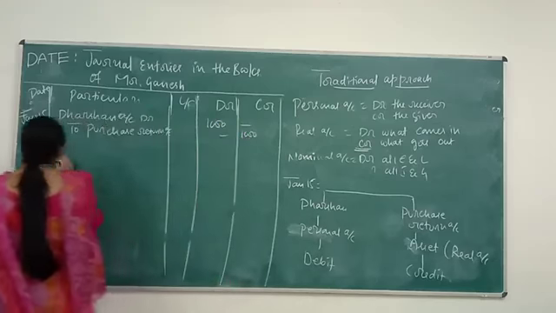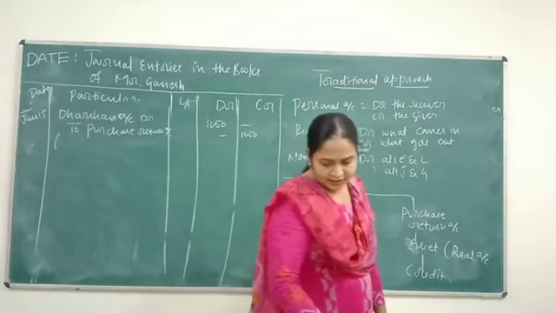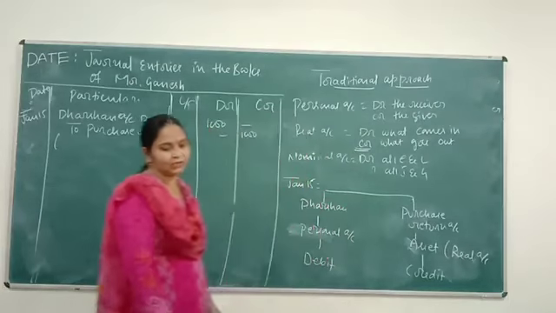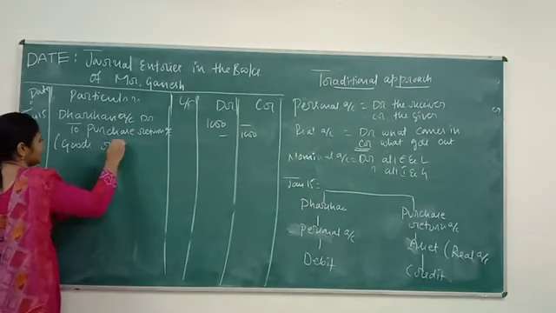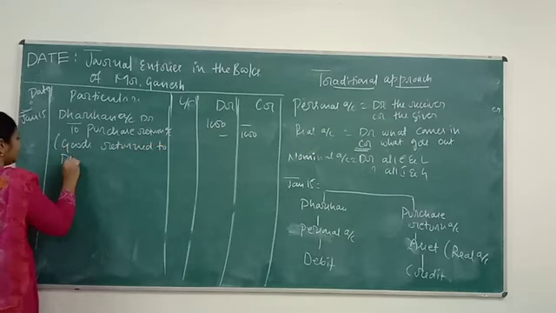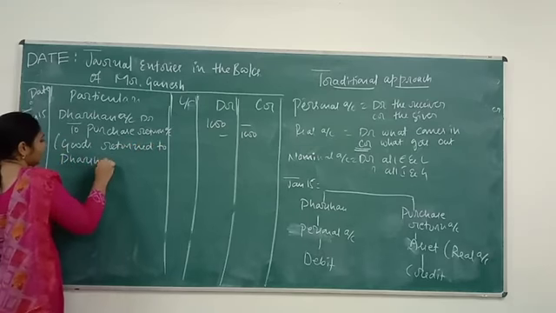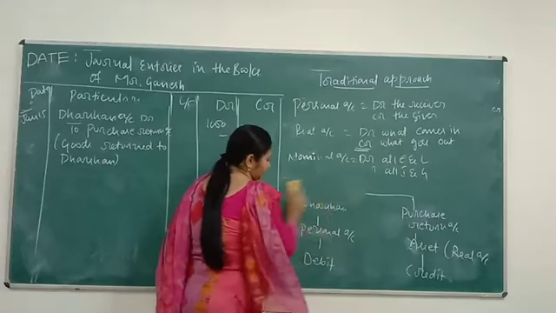Okay, so you have to write the narration here. Goods returned to Darshan. What is the narration? An explanation to an entry. Goods returned to Darshan. Okay, this is the narration. Now moving on to the next transaction.